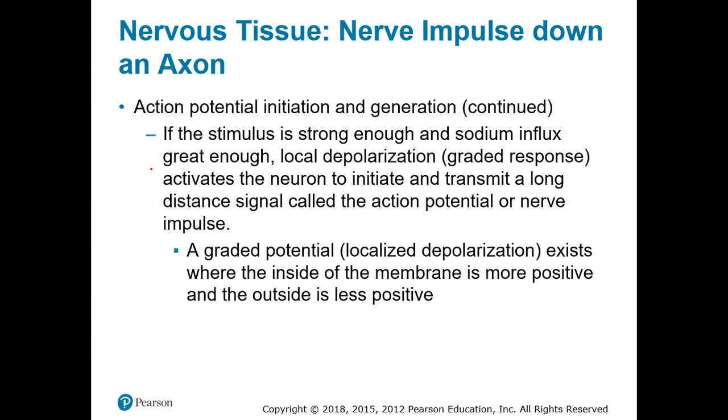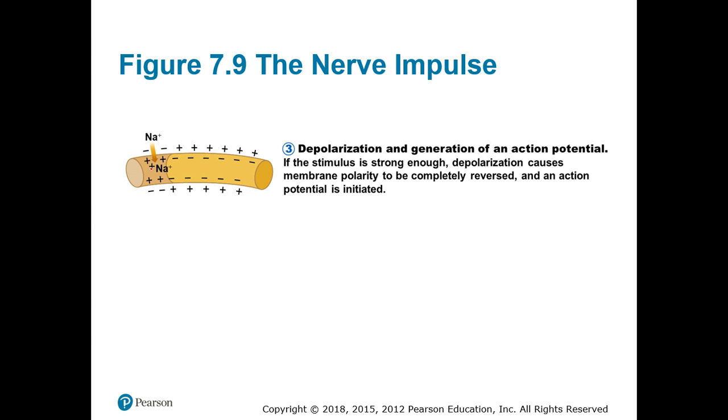All a graded potential or local depolarization means is that instead of the inside being more negative, the inside is actually more positive and the outside is less negative. So they've otherwise switched. So here is a good example of a localized depolarization. Notice that the outside is now more negative and the inside is now more positive. And then if you get enough buildup here, this signal is then going to be sent down the entire axon.